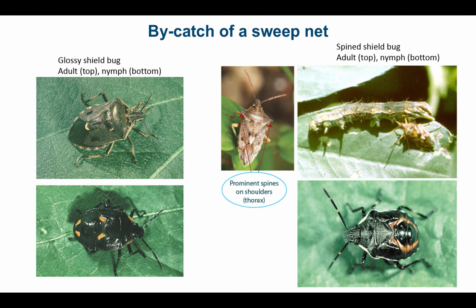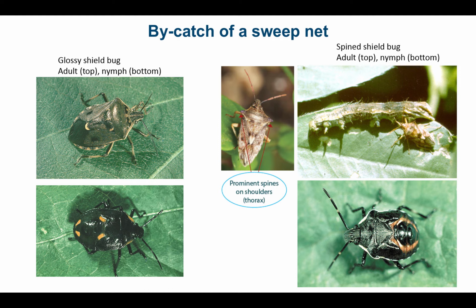You can see here that the nymphs are very different to the adults, and that's where sometimes people think that they're two different species, but the nymphs don't have wings. The glossy shield bug nymph here is distinguished by these 4 orange dots, and this one here of the spiny shield bug, it's got this lovely circular patch of orange on it, very distinctive.